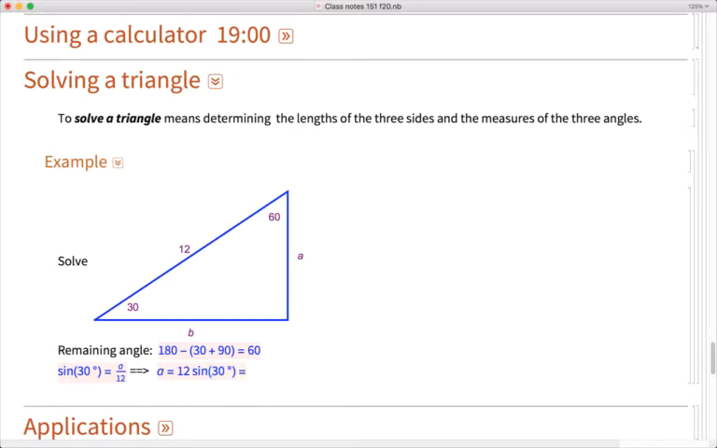And if it's stuck in your memory, I don't know if it is yet, but the sine of 30 degrees, that was one of the special angles that we're able to compute exactly, is 1/2. So this would come down to be 6.